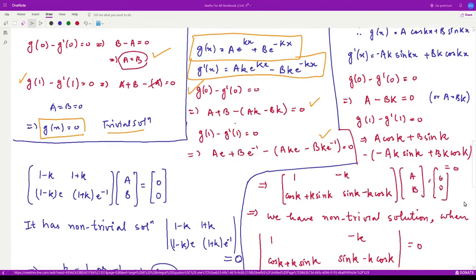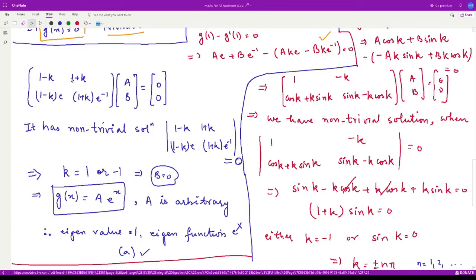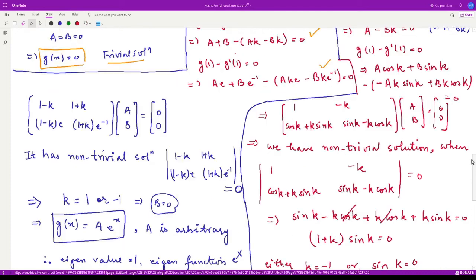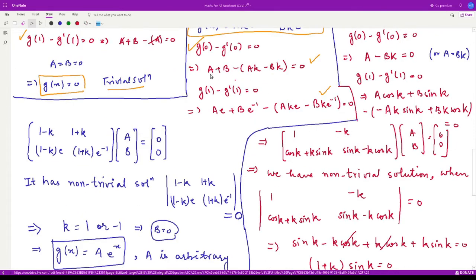Now, in order to calculate the values of A and B, we can write these two equations as a homogeneous system of linear equations. So the coefficient of A in the first equation would be 1 minus k, and the coefficient of B is 1 plus k. Similarly, in the second equation, the coefficient of A is e minus ke, and the coefficient of B is e raised to power minus 1 plus ke raised to power minus 1. So this is the system.